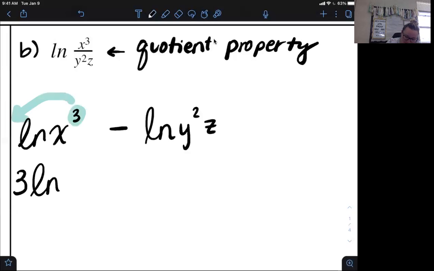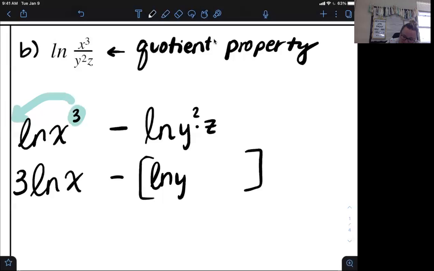So 3 times the natural log of x minus, and then this is y squared times z. So I can use the power property here. But I'm subtracting this whole thing because it was all in my denominator. The natural log of y squared plus the natural log of z.